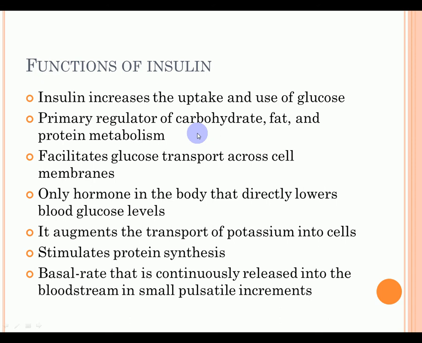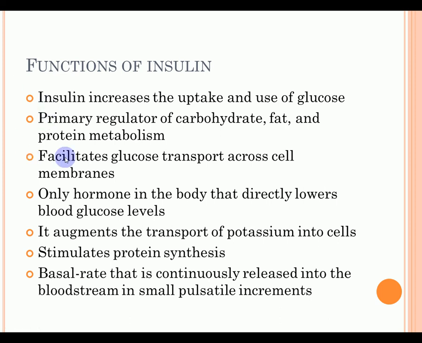So what's the function of insulin? Well, insulin, you can see here, has several functions. Most of us think of it as the hormone in the body that directly lowers blood sugar levels, or blood glucose levels. But if you look here, it has lots of different duties. One, insulin increases the uptake and use of glucose. It's the primary regulator of carbohydrate, fat, and protein metabolism. It facilitates glucose transport across cell membranes.